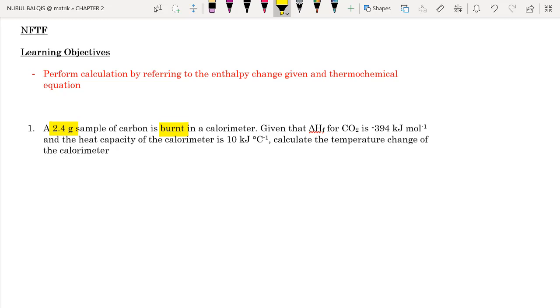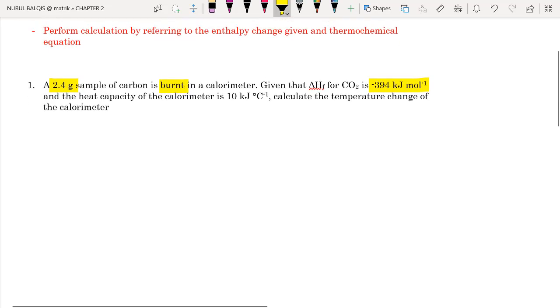Extra information given is about delta H formation of carbon dioxide, which is negative 394 kilojoule per mole. So we know that the definition of enthalpy of formation is heat change. Heat change can be either positive or negative, so you can simply ignore the negative sign when doing the calculations, as long as we know that this reaction is going to release heat. Alright, information is also given about heat capacity, which is 10 kilojoule per degree Celsius. Now the question wants you to find the temperature change of the calorimeter.